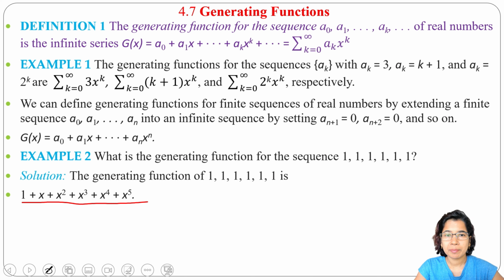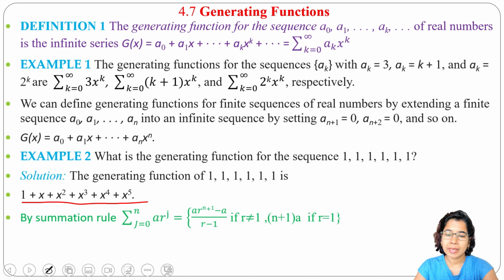We know the GP summation, the geometric progression summation rule: the sum of j equals 0 to n of a r^j equals (a r^(n+1) minus a) divided by (r minus 1) when r is not equal to 1, and it is (n plus 1) multiplied by a if r equals 1. Here what is a and what is r? Here a equals 1 and r equals x. Every time we are multiplying by x. So 1 multiplied by x, then x multiplied by x gives x^2, multiplied by x gives x^3, like this. So here a equals 1, r equals x.